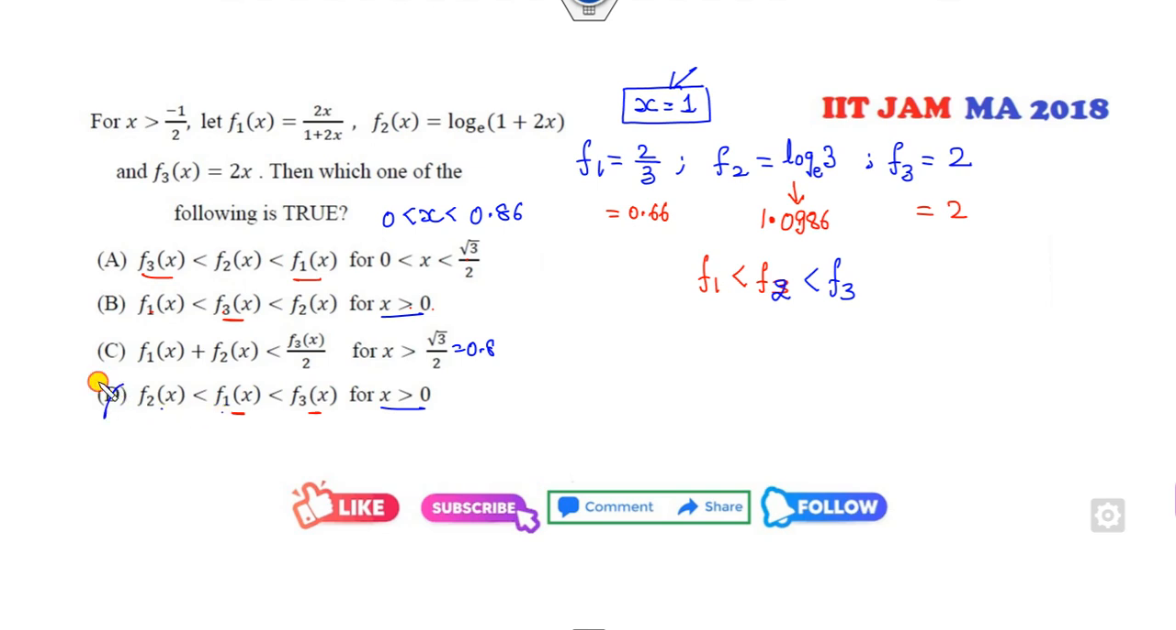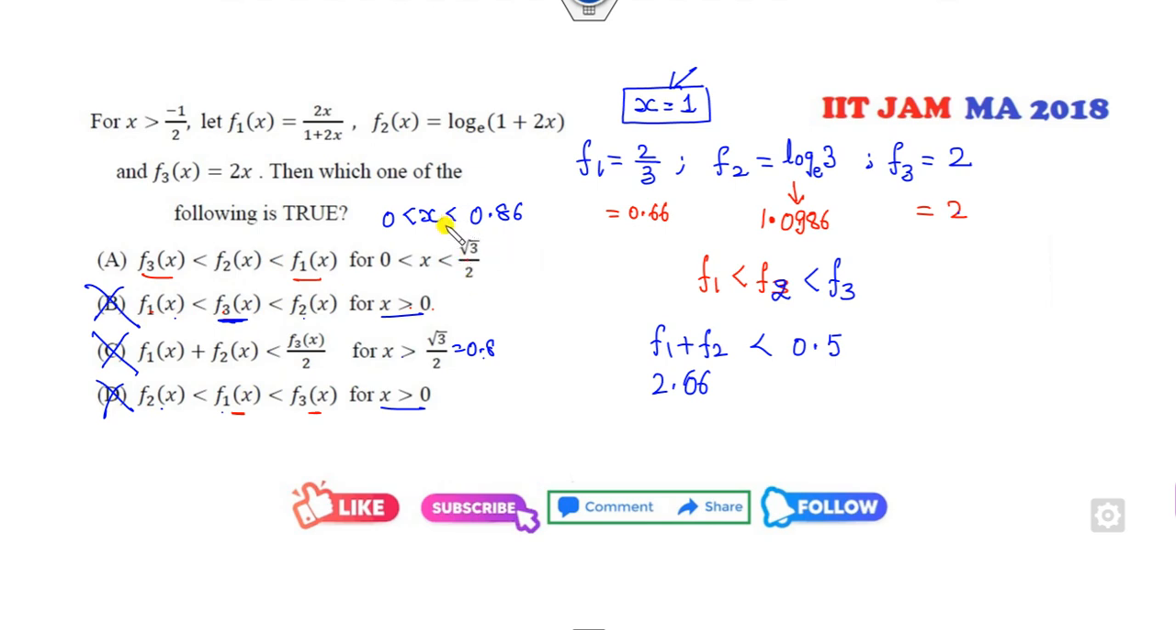F2 less than F1, cross. X is greater than 0.5. F1, okay, I can also check it. What is the F1 plus F2? What is the F1 plus F2 is 2.66. What is the F3? If I divide it by 2, it is my 0.5. So it is not satisfied. This option is cancelled out. F1, F2 is less than, again this option is cancelled out. Only this option is left behind here.